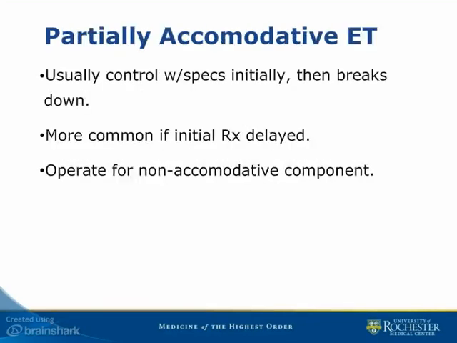The last group of the accommodative esotropes is the partially accommodative esotrope. These patients usually have control of their esotropia with their refraction initially, and then they tend to break down and have crossing with the glasses on. It's important to re-refract these patients to see if you can correct their residual esotropia. It tends to be more common if the initial glasses prescription is delayed, and then you can operate for the non-accommodative component. So if the patient in their glasses has an ET of 20, and without the glasses the ET is 40, you want to operate for that 20 and keep them in the glasses afterwards.